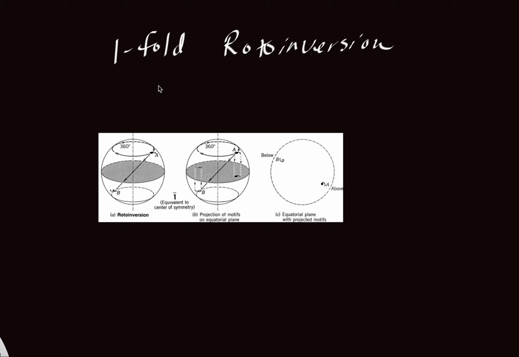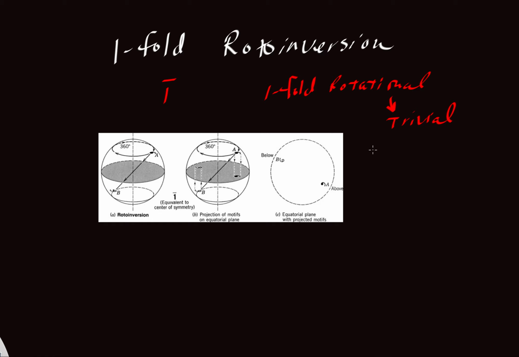So here we're going to look at one-fold rotoinversion. The way that is symbolized is as a bar 1. This is to distinguish it from a simple one-fold rotational axis. So a one-fold rotational axis, we don't usually talk much about this one because it is boring, or for a more technical term, we say that it is trivial.